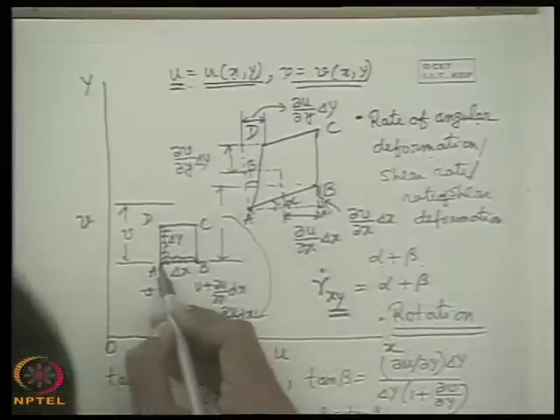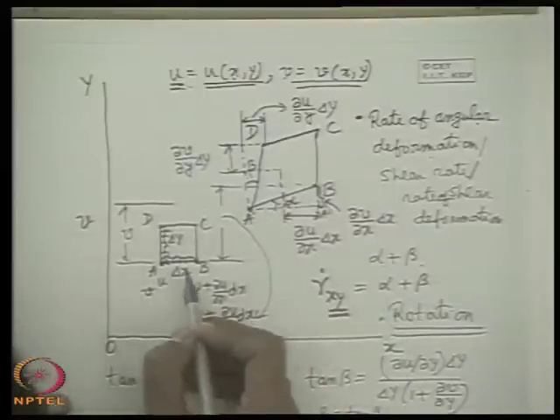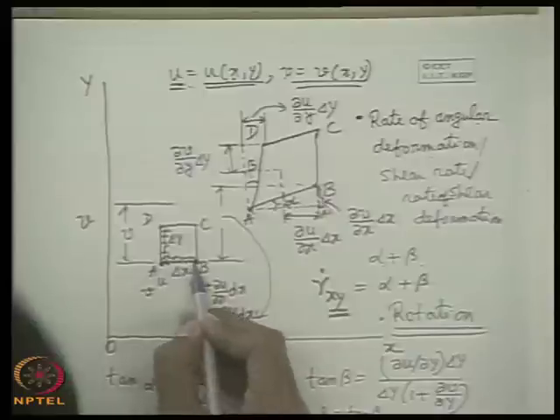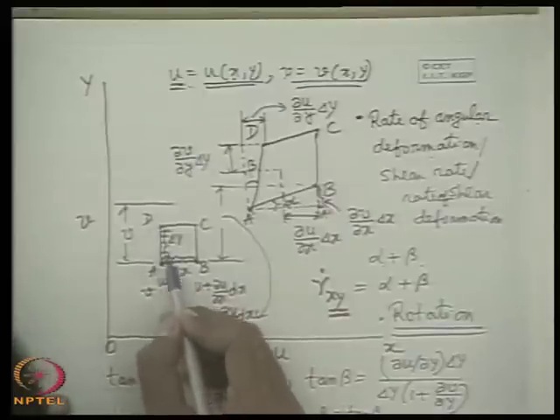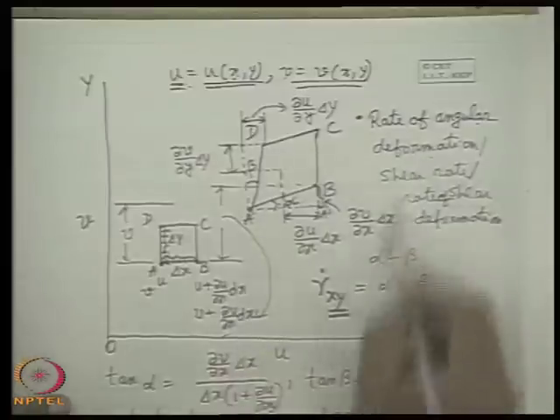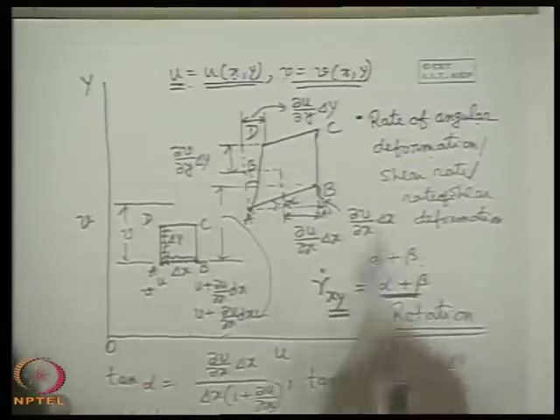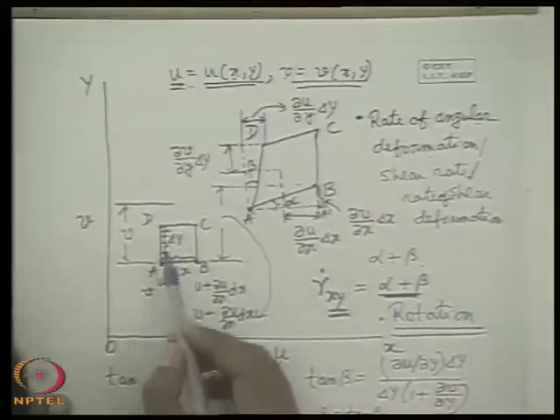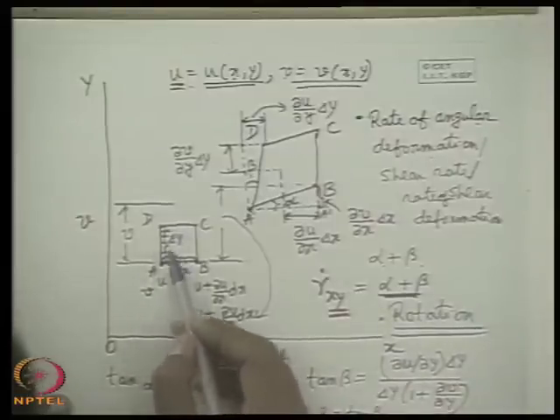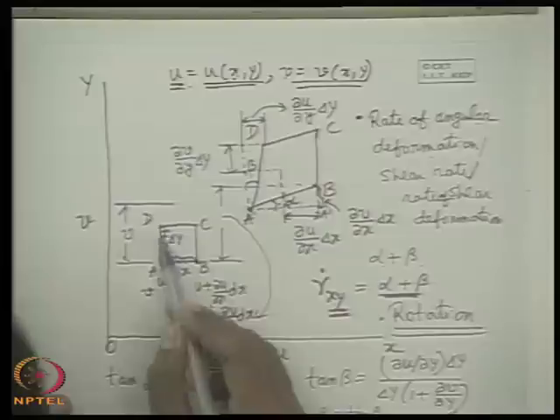Rotation at any point is defined as the average angular velocity of two linear segments which were initially perpendicular. Just like this, it is the rate of change of angle, which is the deformation, but it is the other way: it is the average or arithmetic mean of the angular velocities of two linear segments.